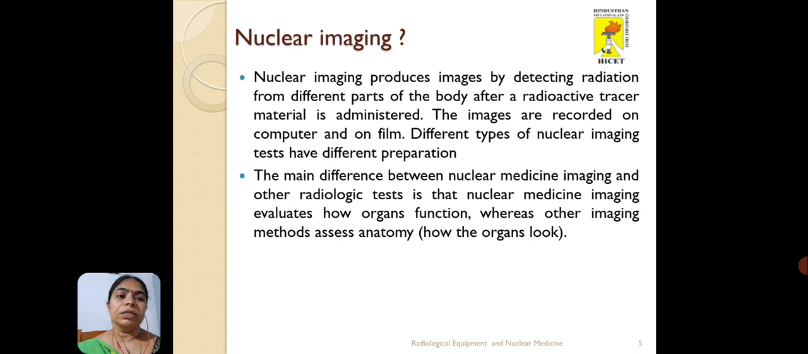Nuclear imaging produces images by detecting radiation from different parts of the body after a radioactive tracer material is administered. The images are recorded on a computer or on a film. Different types of nuclear imaging tests have different preparations. The main difference between nuclear medicine imaging, such as SPECT and PET scanners, and other radiological tests like X-rays, CTs and MRIs: nuclear medicine imaging evaluates how organs function, whereas other imaging methods assess the anatomy, how the organs look.